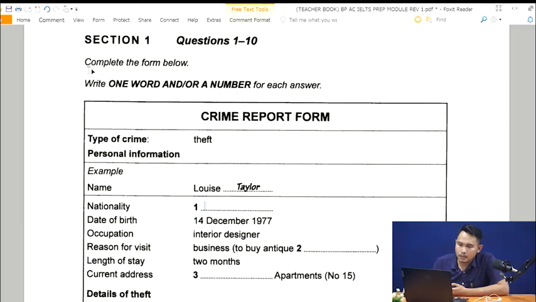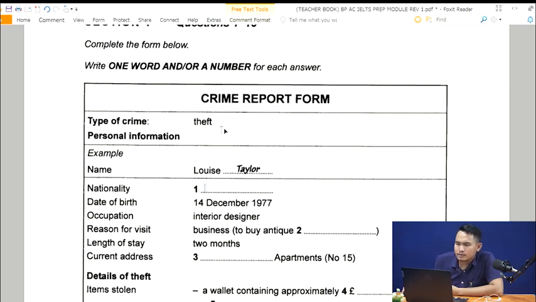Now, where is the instruction? Simple, it's here below: complete the form below. Usually they are located here, either complete the form below or complete the notes below, depending on the type of question itself. Now, as you can see here, the instruction mentions write one word and/or a number, meaning that possibly the answer would be one word or a number or perhaps a combination of both, okay? Now, how do we figure that out? Well, I will tell you later, so hang on there, okay?